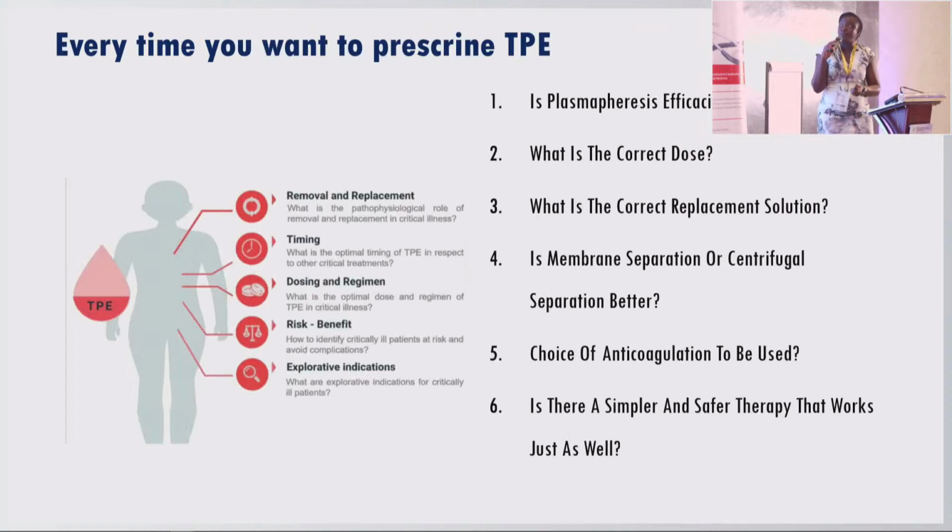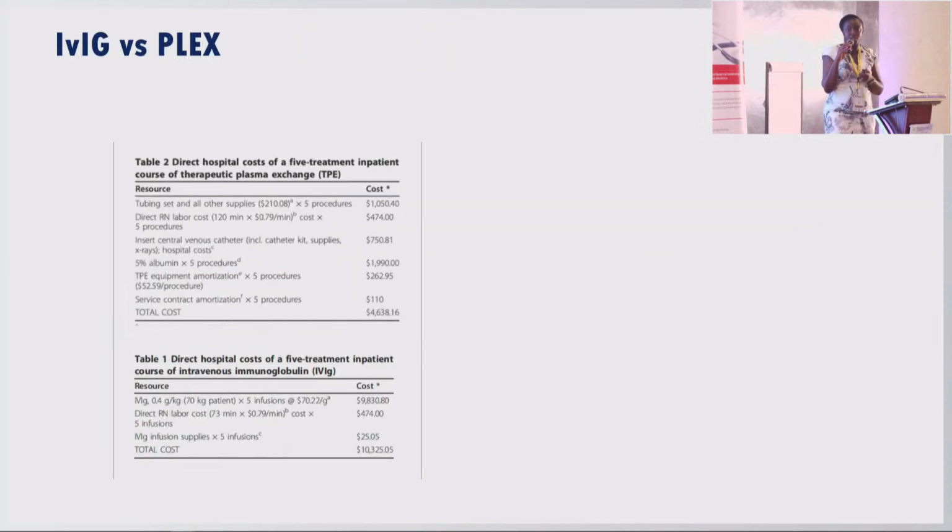Having said that, I know I've talked about so many things, but every time you want to do plasmapheresis, you ask yourself these questions. Is this treatment useful for the patient? What would be the correct dose? What is the most appropriate replacement solution? Which filter should I use? And is there a simpler and safer therapy that works just as well?